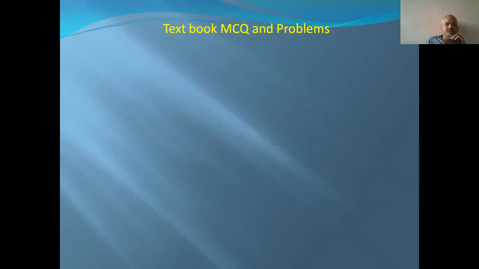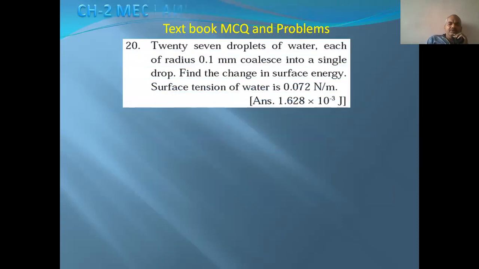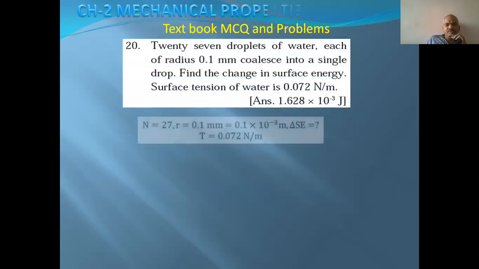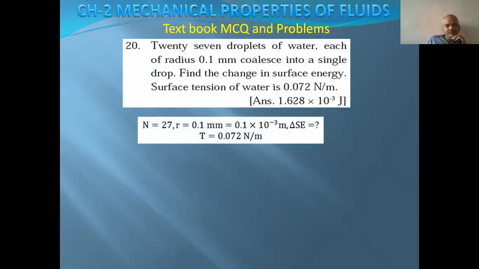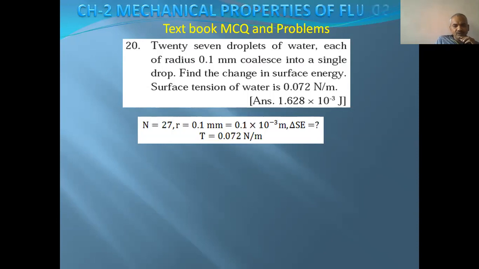Okay, and now problem number 20. 27 droplets of water, each of radius 0.1 mm. We denote 27 as the number of droplets, N, whose small radius r is 0.1 mm. Write it in the SI system. When all these droplets coalesce into a single drop, there is a change in surface energy. We have to find this change in surface energy if the surface tension of water is 0.072.